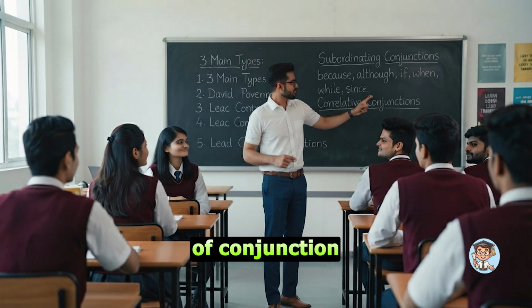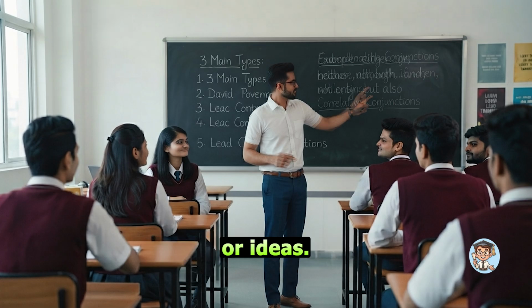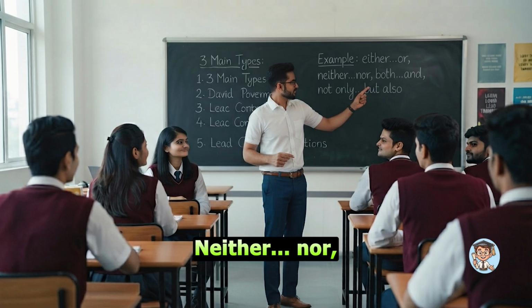A correlative conjunction works in pairs to connect equal words or ideas. Example: either...or, neither...nor, both...and, not only...but also.